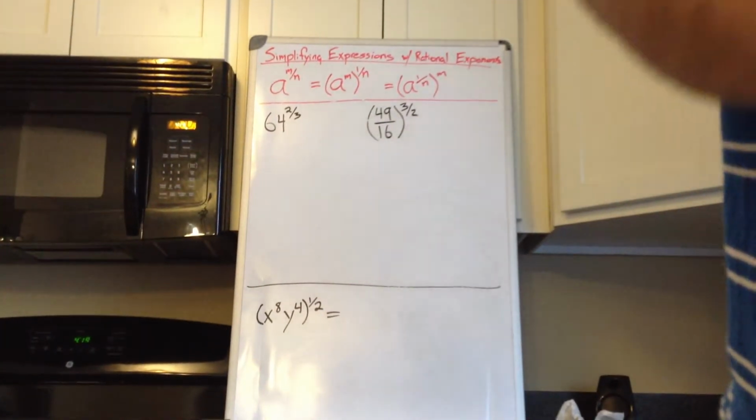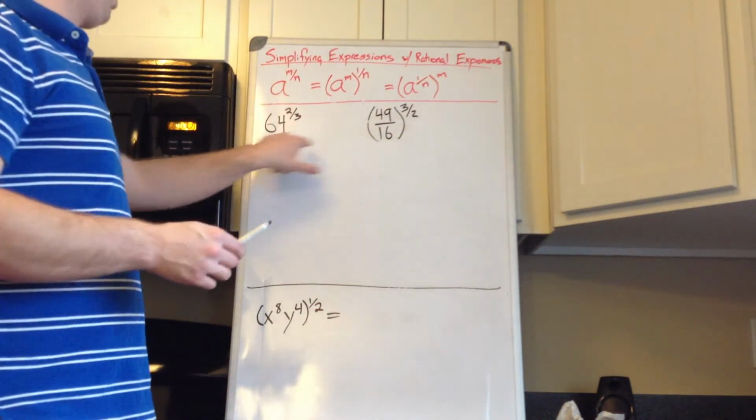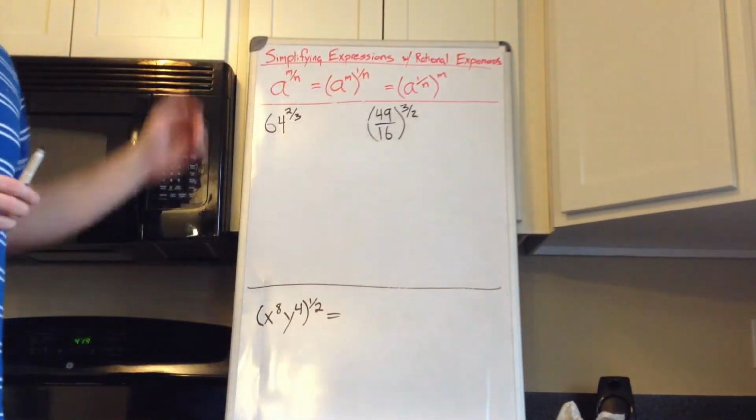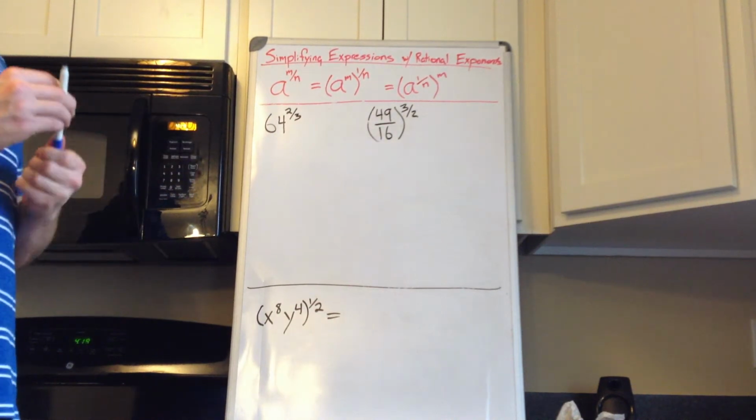This is the second and last video on simplifying expressions with rational exponents, where I'm going to do 3 quick examples using these formulas. So if you don't understand how I'm using these formulas and you get lost, go back and watch the first video again.